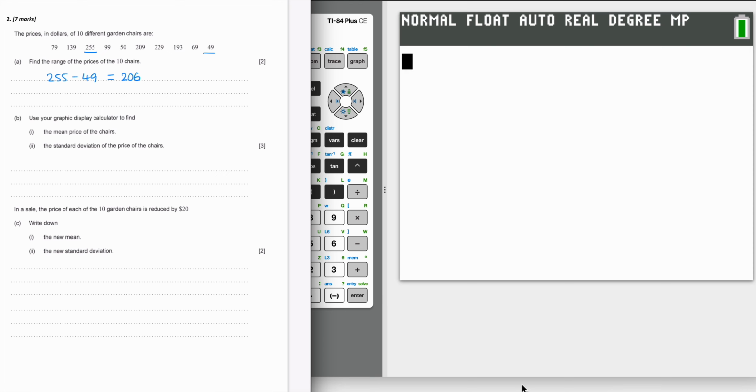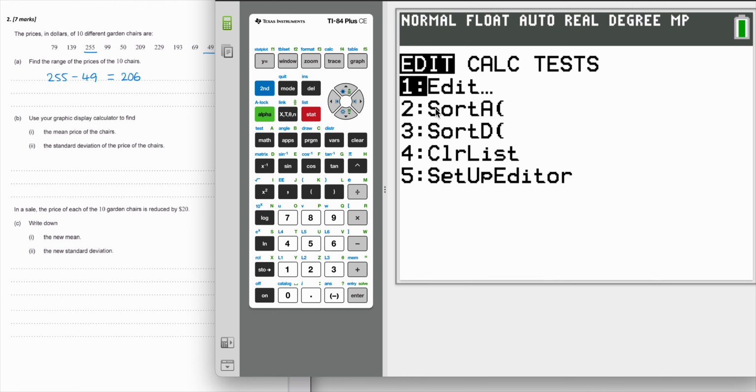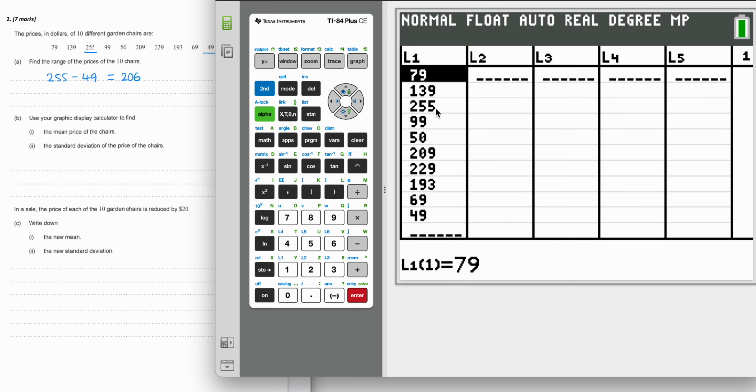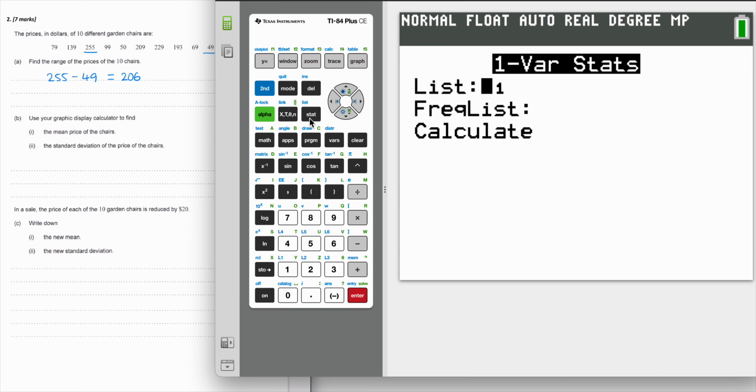the chairs. So to do that, we are going to go to the GDC, and we need to go to statistics and edit. And you can see here that I've typed in the data. We have just 10 individual pieces of data, so I've listed that as a row of 10. And then from that, we're going to go to statistics. We're going to go across to calculations and one variable statistics. And we're going to go down and calculate the data.